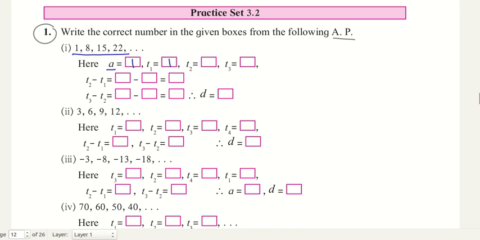T2, what is the value of T2? This is T1, this is T2. T2 is 8, that's the second term. And T3, that is the third term, is 15. So this completes the first line.